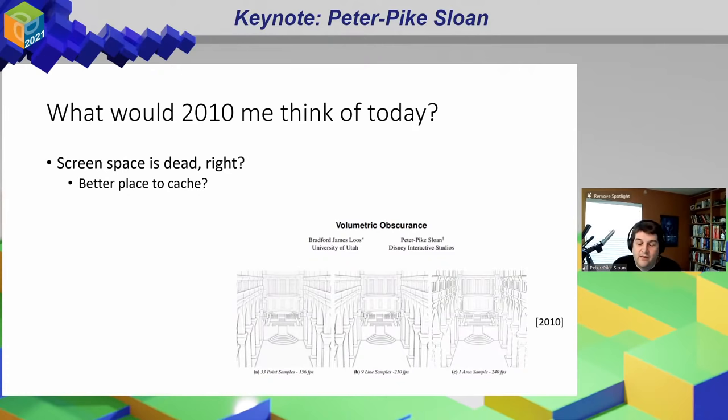All these screen space algorithms have all kinds of problems. The depth model is just the first surface. You don't have anything behind the camera or on the sides. There are all these limitations. And I figured people will find a better place to cache, or these artifacts would just be too strong, and these ideas would sort of fade into the mist of time. And I was completely wrong. Screen space algorithms really grew and exploded and are still used today very frequently.